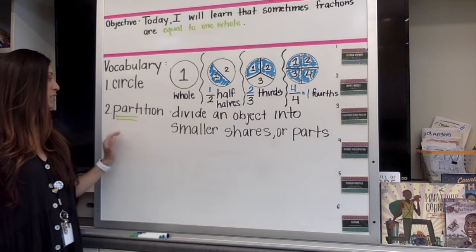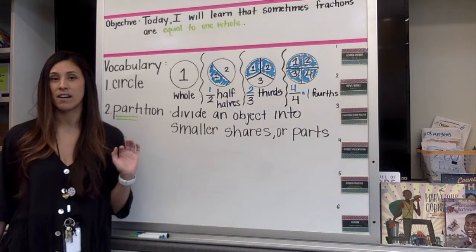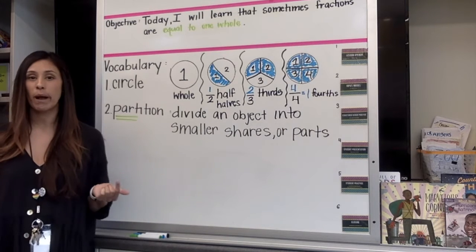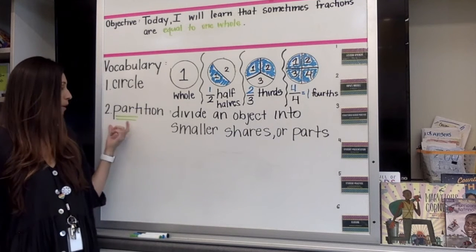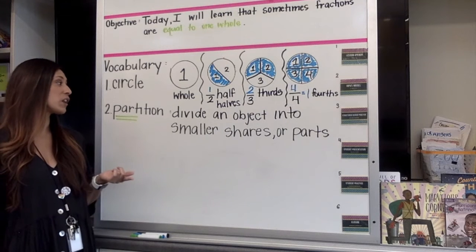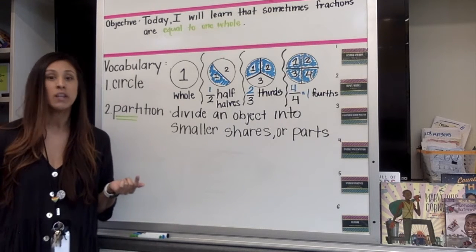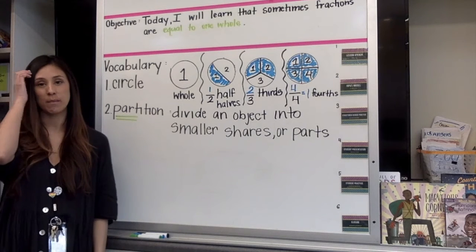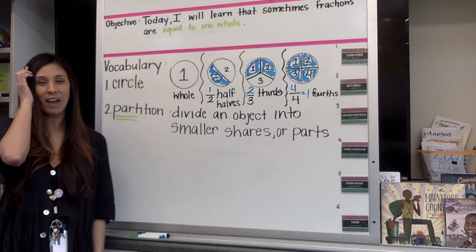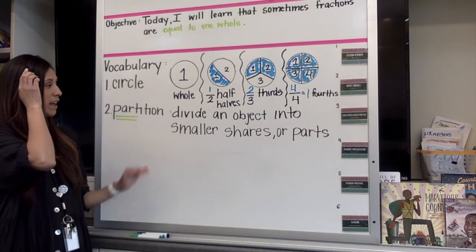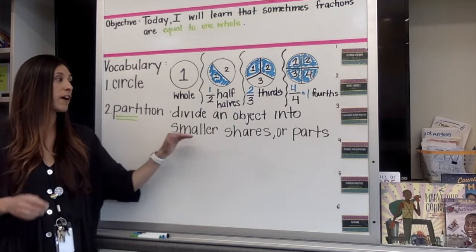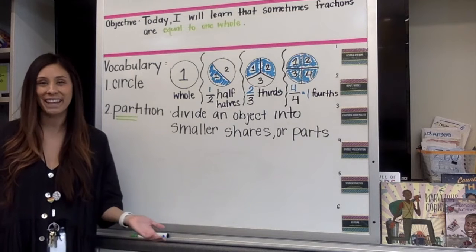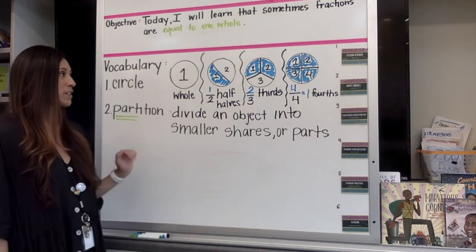So the word partition has a chunk in it, which I've underlined here. I've underlined the chunk part. And the reason is because we've talked about that the word part, that chunk part, actually gives us a clue about what the word partition means. So tap your head if you remember what the word partition means. All right, so if you were thinking that when you partition something, you're actually dividing an object into smaller shares or into smaller parts, you're exactly right. That's exactly what partitioning means.